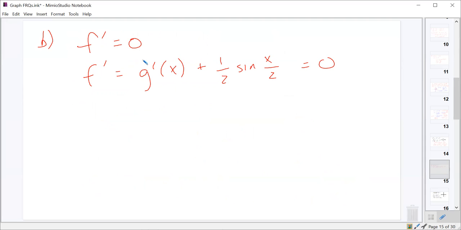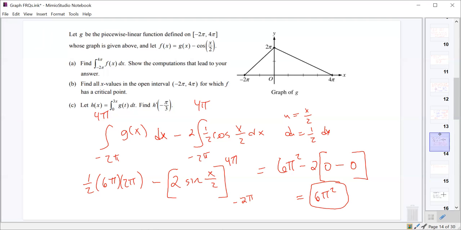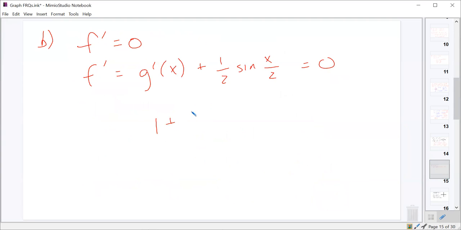So there's only two different values for g prime, right? If we look over here, g prime is equal to what here? From negative 2 pi to 0, what is g prime equal? 1. And from 0 to 4 pi, what is g prime equal? Negative 1/2. So we're going to then plug each of those in and see if we get any values on those intervals. So we're going to say g prime is 1. So 1 plus 1/2 sine x over 2 equals 0. And that's only for negative 2 pi to 0.